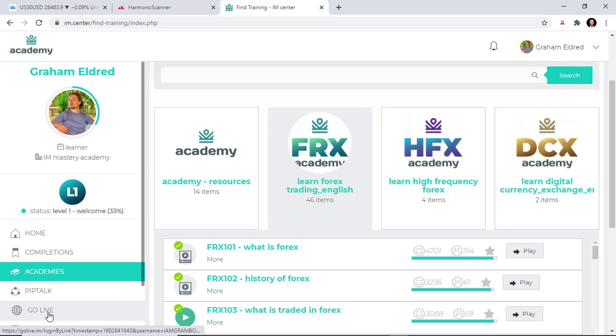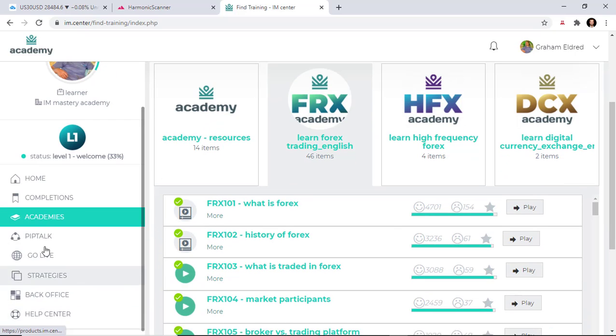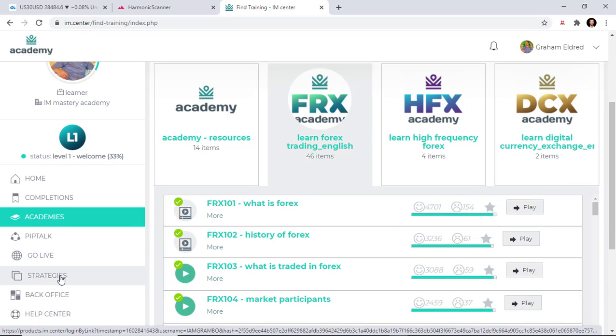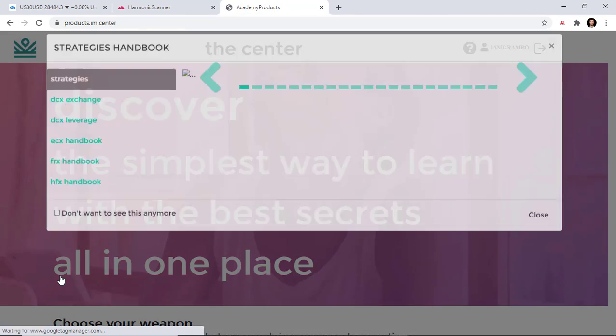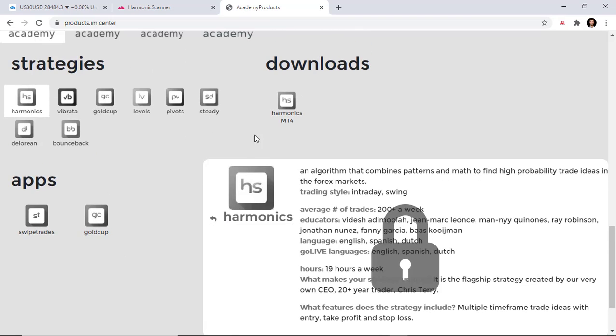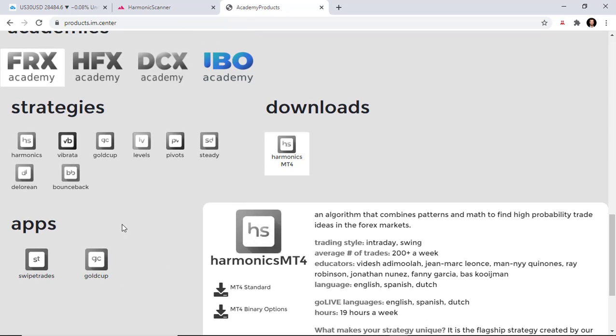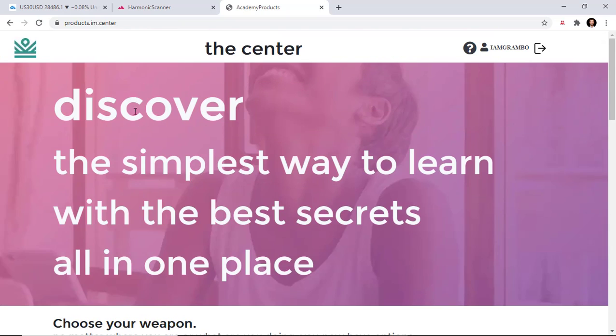It also gives you access to live traders, so you can watch the experts from the academy trade live, and other resources as well. It shows you strategies you can use, and gives you handbooks and guidebooks. Right here are the harmonics that you can download and use, and other apps that help with that. So that's a basic overview.